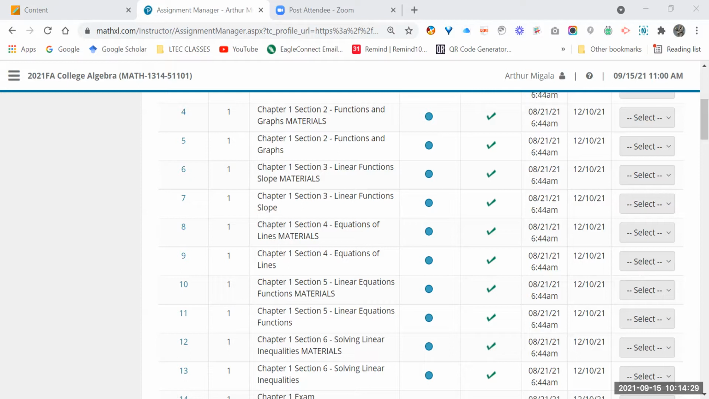Vertical line test. Does the vertical line test show us that this is a function or not? If I draw a vertical line anywhere on this graph, does it cross it more than once? No. If it doesn't cross more than once, then it's a function. In this case, all these lines go up and down, never crossing it more than once. So this is a function.